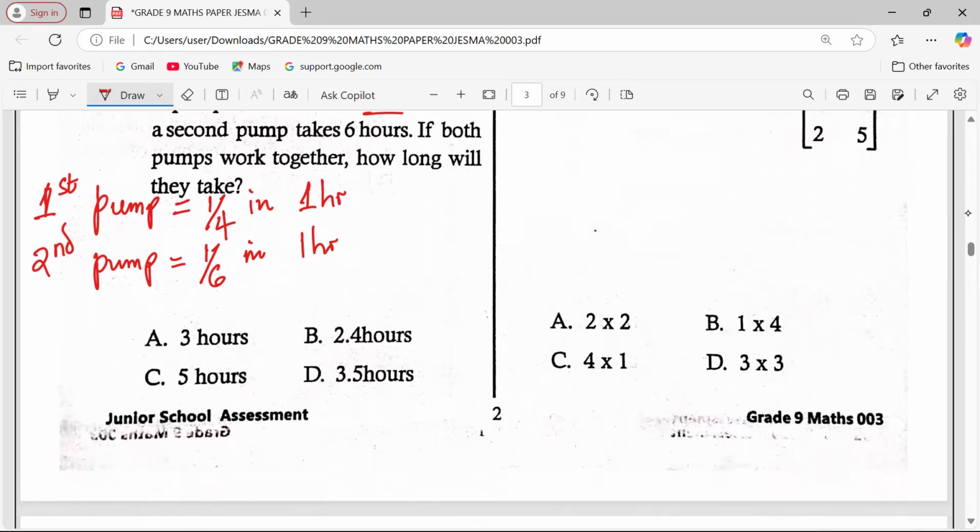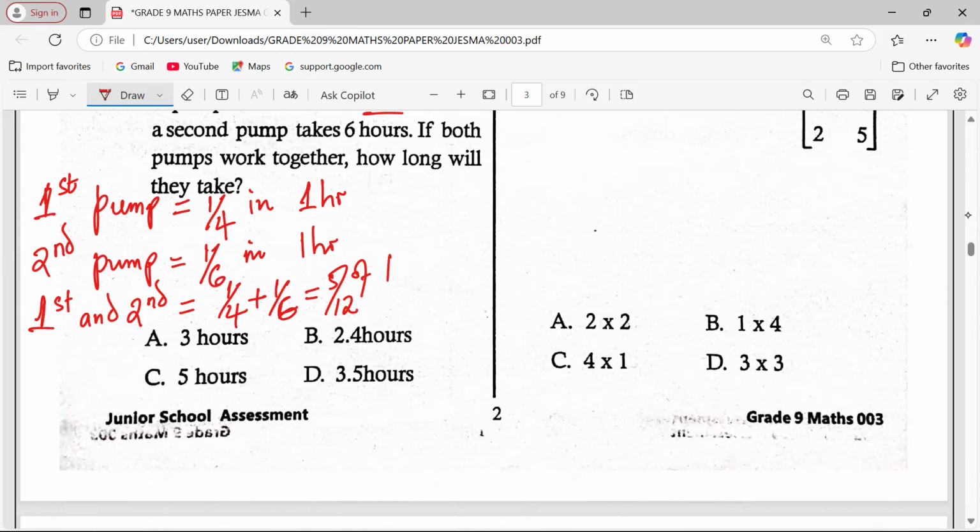What about when they work together now? First and second pump, a quarter plus a sixth. This is in 1 hour. A quarter plus a sixth in 1 hour, they are going to fill 5 out of 12 of the tank. They will fill 5 over 12 of the tank.